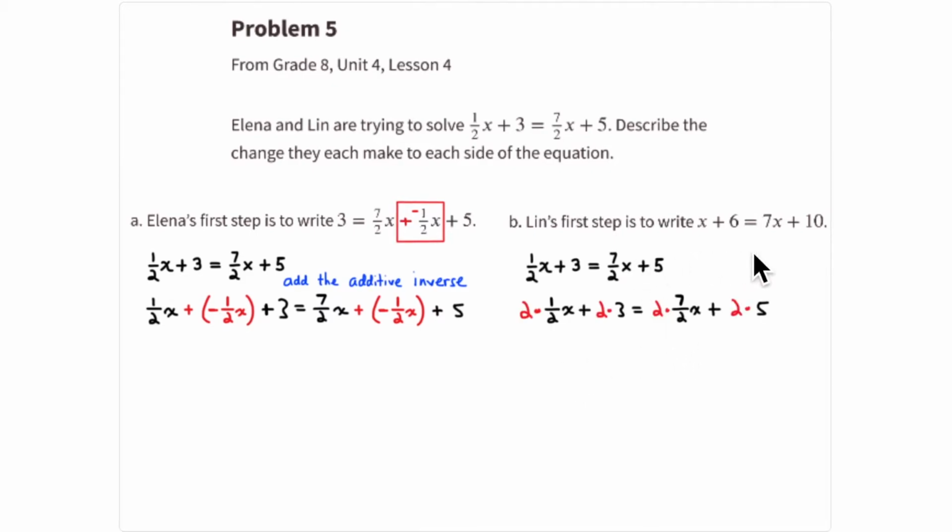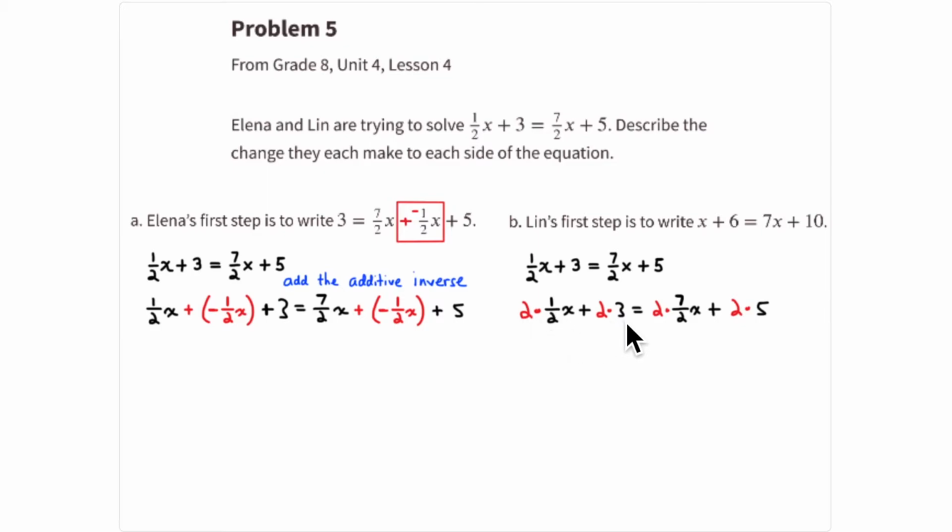Lynn, on the other hand, decided to get rid of the fractions. So how do you get rid of the fractions? Notice that a hint here is that this 3 becomes 6. So 2 times 3 is 6, and this 5 right here becomes 10. So 2 times 5 is 10. So it looks like he multiplied through each term by 2. So 2 times 1/2 is 1. So this is 1x right here.